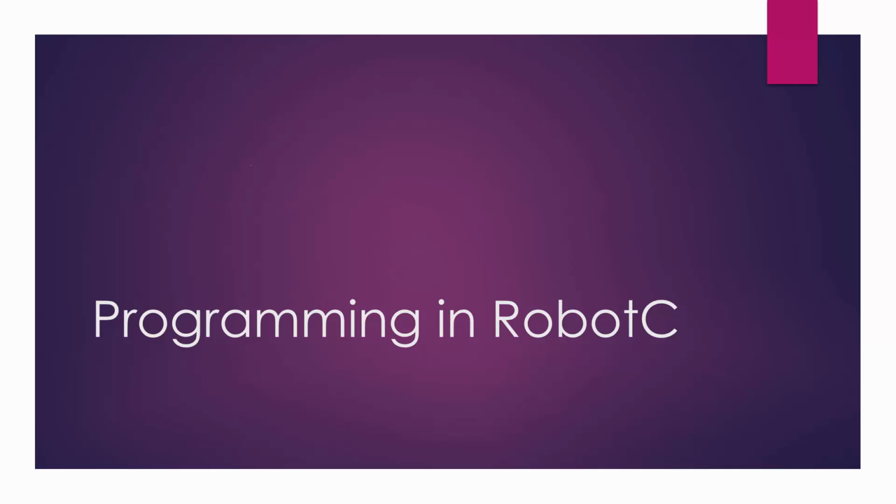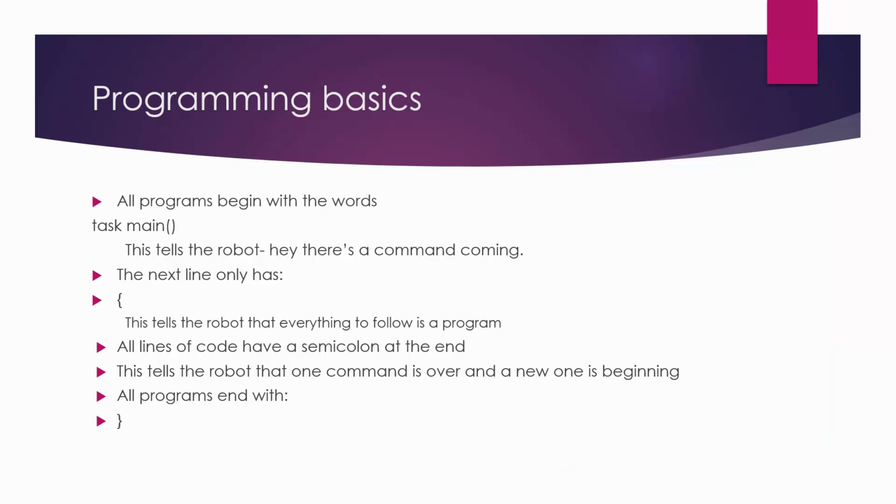So let's go through a very basic tutorial on programming in the program we'll use called Robot C. So the programming basics. All programs in Robot C must begin with this phrase: task main, and then open and close parentheses. Now in coding, spacing and capitalization really matter. If you remove the space between task and main, program's not going to work. If you capitalize task and main, program's not going to work.